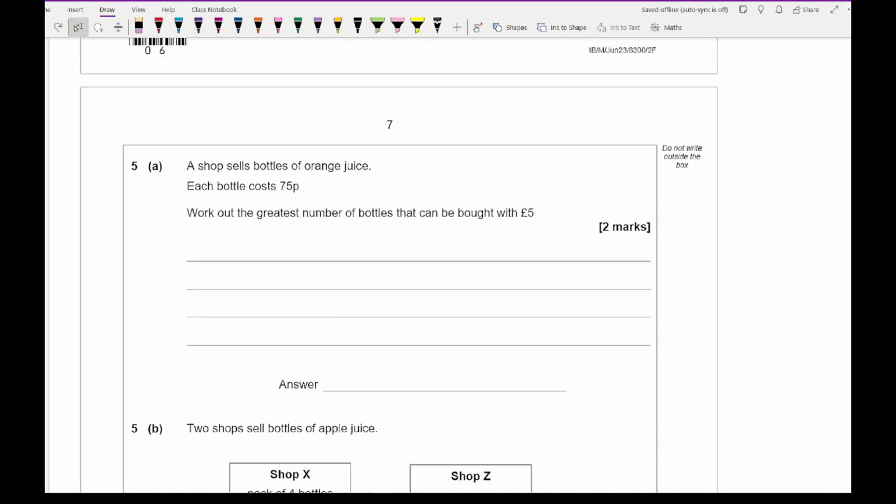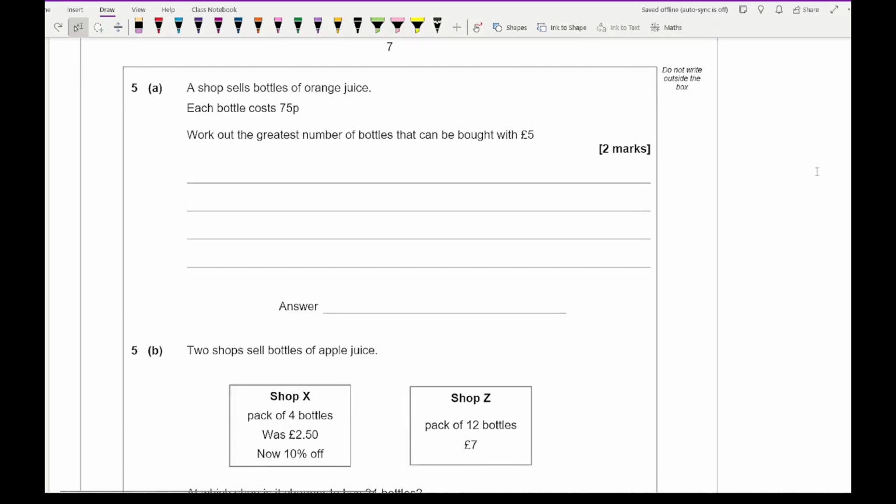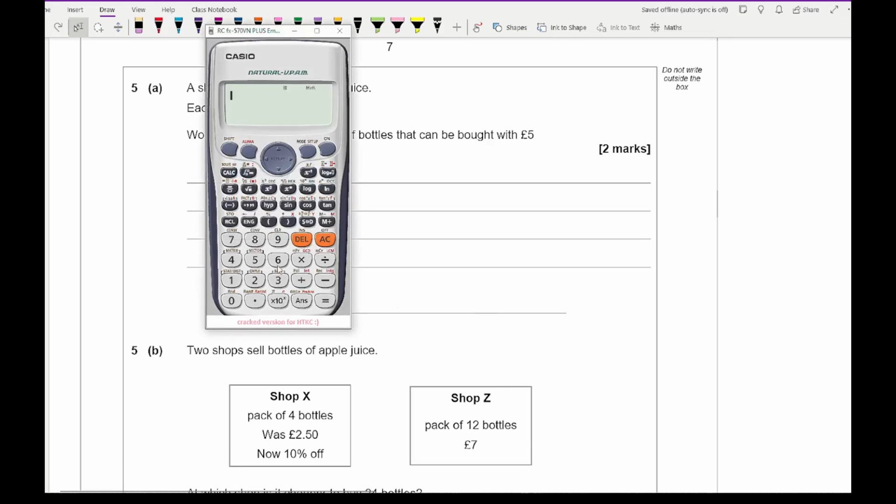Now moving on to question 5a, it says that a shop sells bottles of orange juice for 75 pence. Work out the greatest number of bottles that can be purchased with £5. So on the calculator, all I need to do is 5 divided by 0.75, because you need to make sure when working with money that you've got the same units. If I then type that into my calculator, 5 divided by 0.75, press equals, press the S to D button, we've got 6.6.